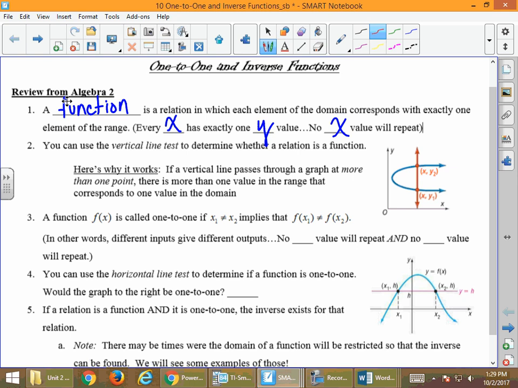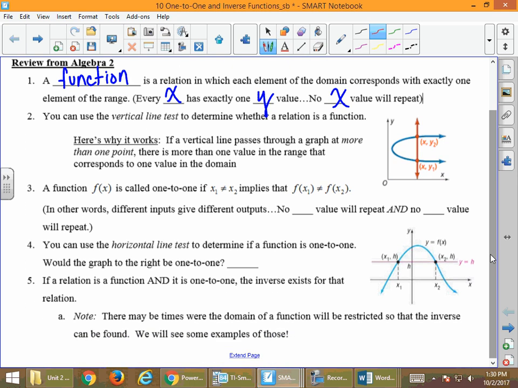Here's why it works. If a vertical line passes through a graph at more than one point, there is more than one value in the range that corresponds to one value in the domain. The x's repeat, it's not a function. Number 3, a function f of x is called one-to-one if x sub 1 doesn't equal x sub 2 implies that f of x sub 1 doesn't equal f of x sub 2.